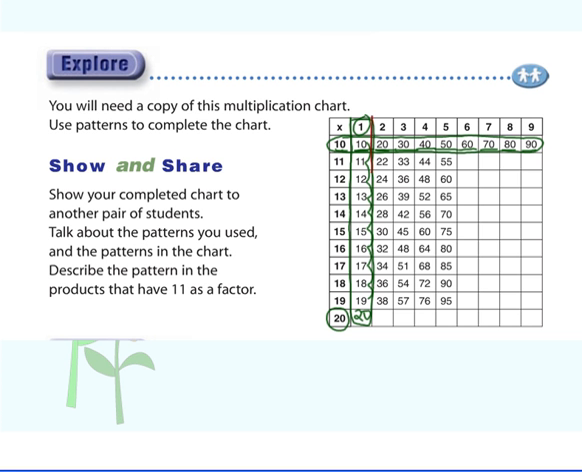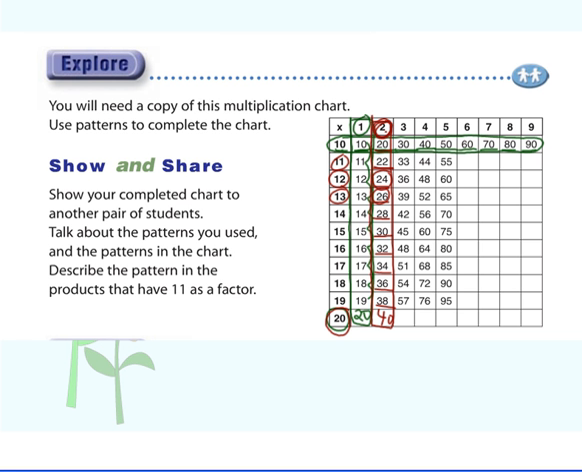So let's look at the next column. Here we're multiplying by 2. So 2 times 11 is 22. 2 times 12 is 24. 2 times 13 is 26. But if we look down, you can see that we're going up each time by 2. So 20, 22, 24, 26, 28, 30, 32, 34, 36, 38. So what will this number be? 40, which makes sense because 20 times 2 is 40.